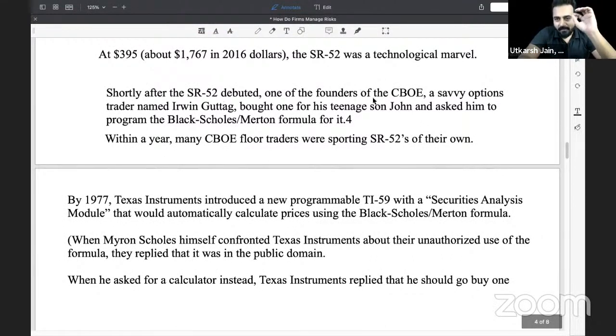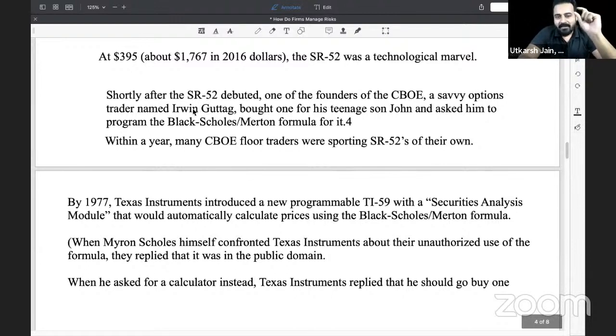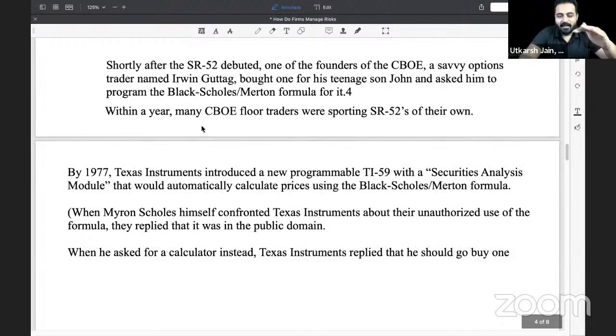Fantastic. Now, one of the founders of this exchange, his name was Irwin Gutak. I hope I'm pronouncing the name right. What he does is he buys this calculator for his son. His name is John. And then this kid basically does some programming on the calculator. He programs the Black-Scholes formula inside the calculator. So now the Black-Scholes formula is programmed into the calculator of Irwin Gutak. Now, this gentleman takes that calculator on the floor, and all the other traders basically envy him because he has some sort of a competitive advantage: he can do the Black-Scholes calculation. So within a year, all of these traders on the CBOE floor also want to have the Texas Instruments calculator, the SR52.